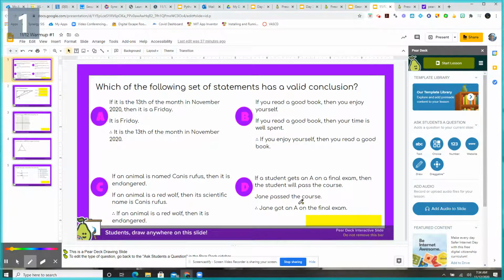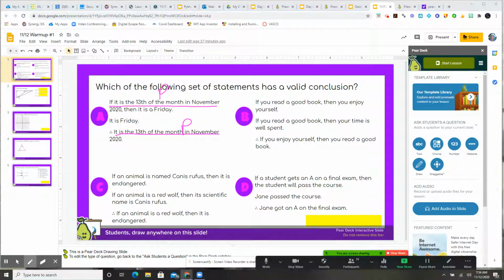In number 1, if the month is November, that's P. So I've got a P here. Oh, I didn't hit share. Can you see it now?